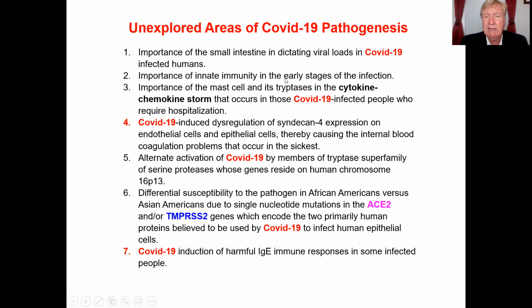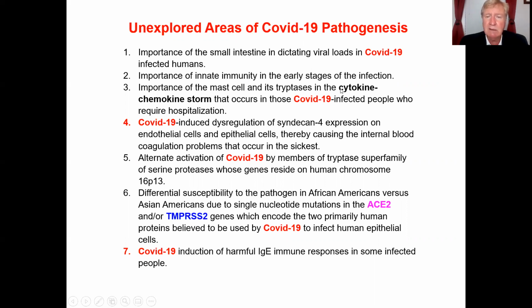What is the importance of innate immunity in the early stage of infection? As I said, there are many people who are asymptomatic, and that is because they have an innate immunity difference from those who are susceptible. They're able to combat the infection. What is the mechanism that occurs? We're going to talk a little bit about that in my second talk.